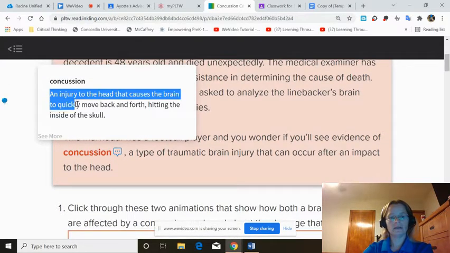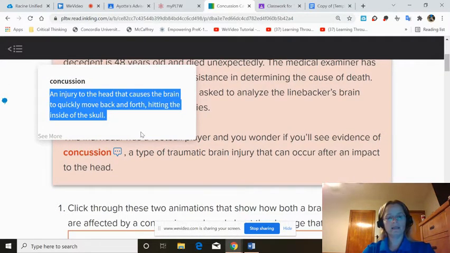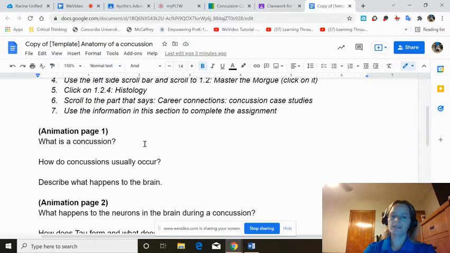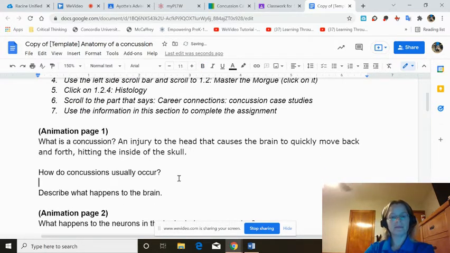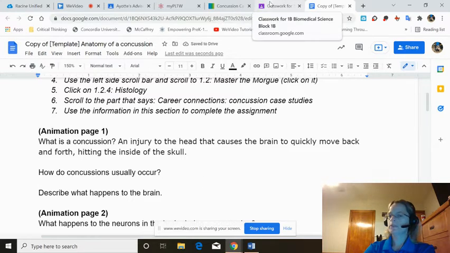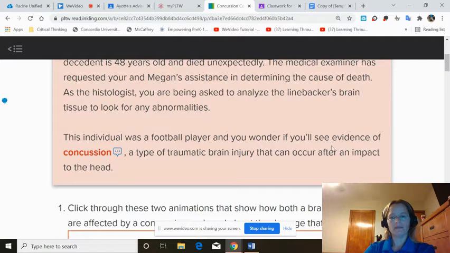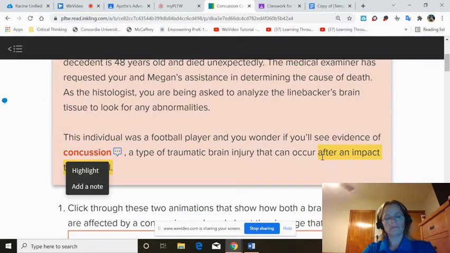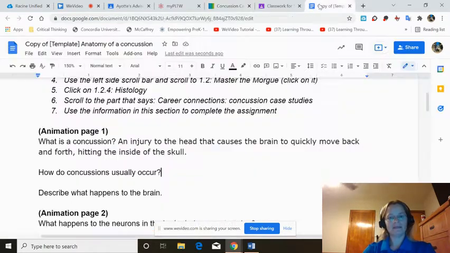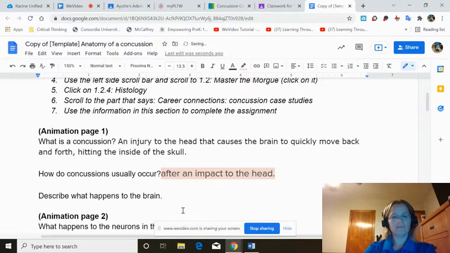Concussion. Here is the first one, an injury to the head that causes the brain to move back and forth, hitting the inside of the skull. So the first one, what is a concussion? Well, I just copied and I'm going to paste. How do concussions usually occur? Let's see if we can find that. After an impact to the head, I'm going to copy and paste. Describe what happens to the brain. The brain hits the inside of the skull.